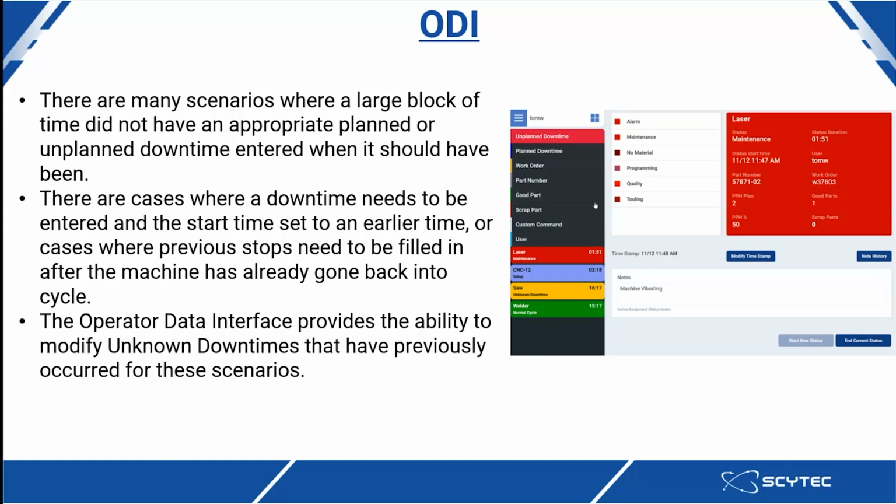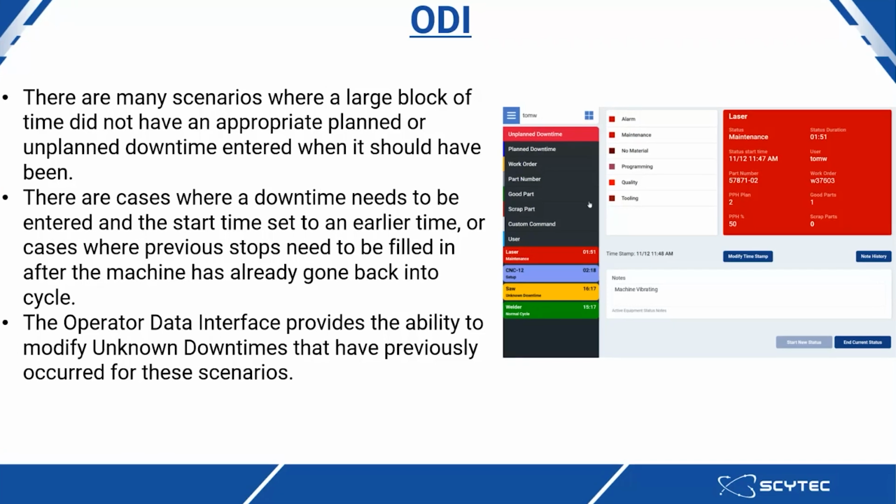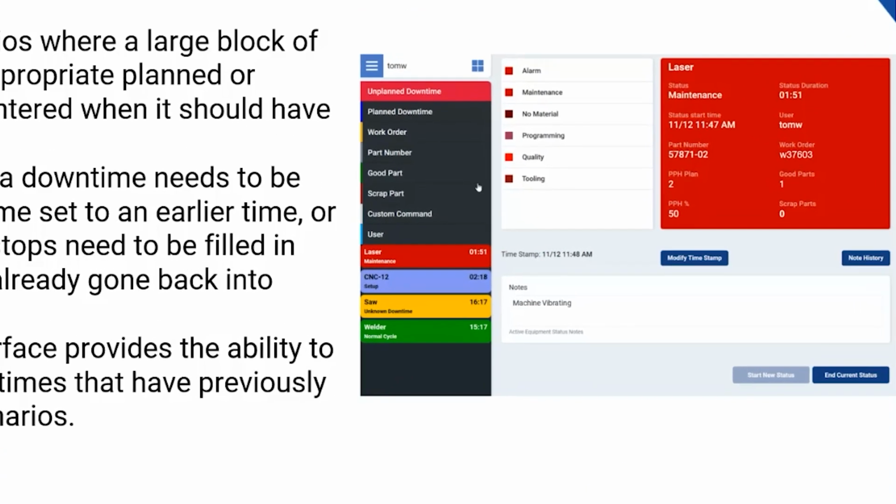So what you're looking at in the image over there on the right-hand side is the downtime entering screen, which you can see over on the left-hand side. There is a long list of unplanned and planned downtimes, as well as work orders and part numbers, good and scrap part counts, and more. And then below that are the machines that were shown on the previous image in the last slide, including the laser machine. And if you look over there on the right, the laser machine has a box that is red, indicating that the current status is maintenance. So once the machine goes out of that maintenance status, it'll go back into in cycle, for example. That color red will change to green.